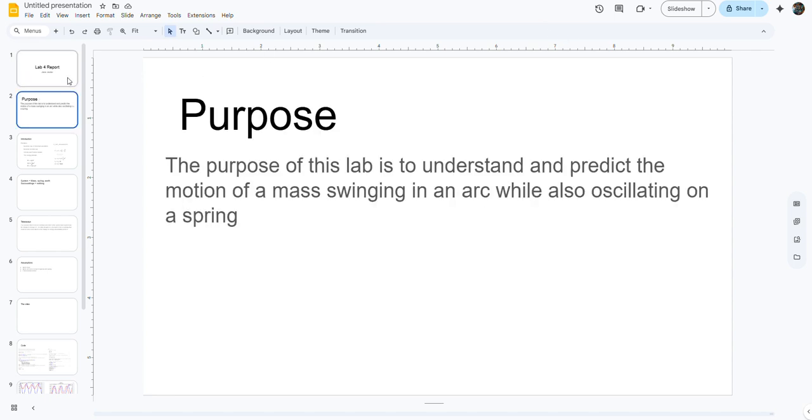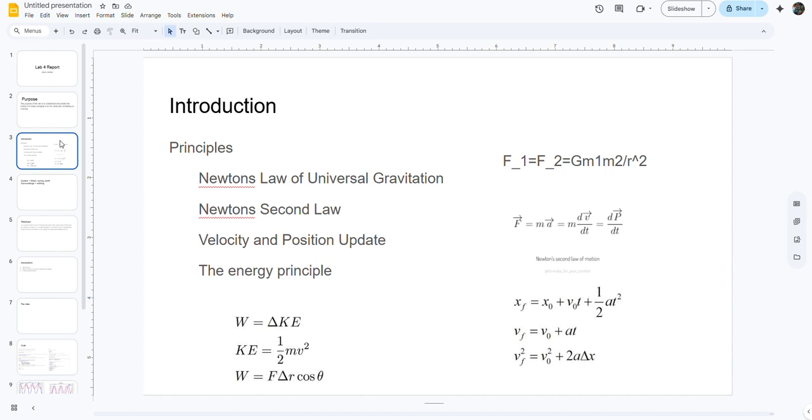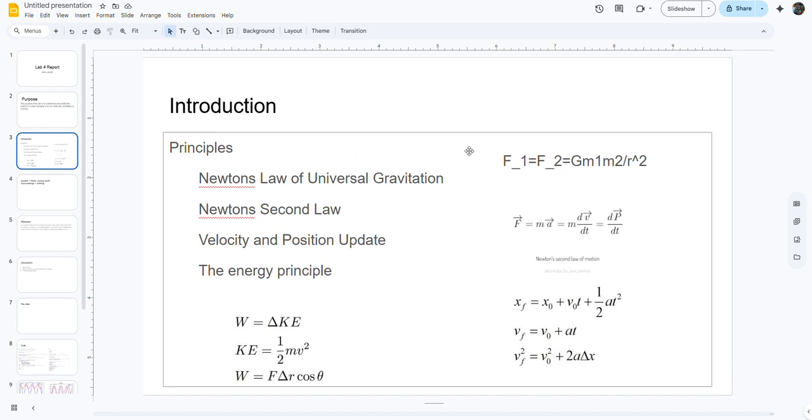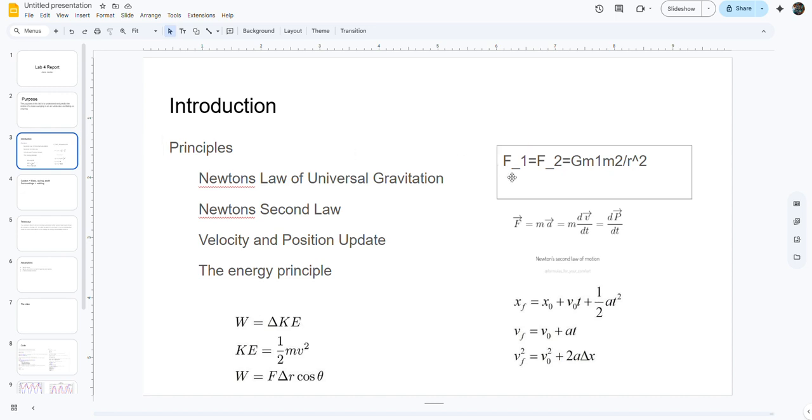So the purpose of this lab was to understand and predict the motion of a mass swinging in an arc while also oscillating on a spring. For the introduction, the principles we used were Newton's law of universal gravitation, which can be depicted right here: F1 is equal to F2, which is equal to the gravitational constant times both masses over r squared.